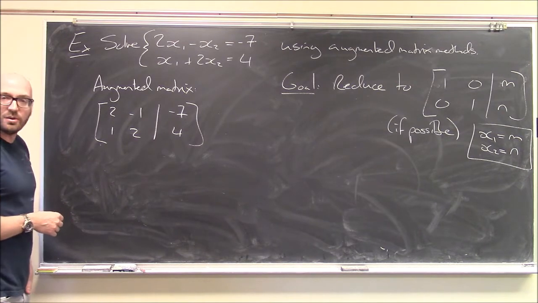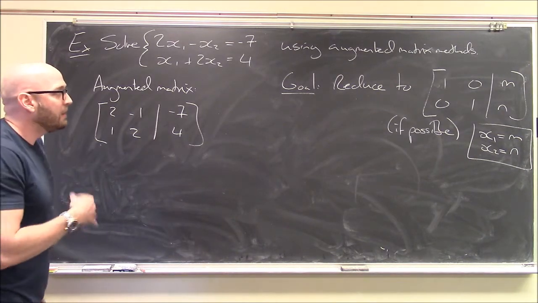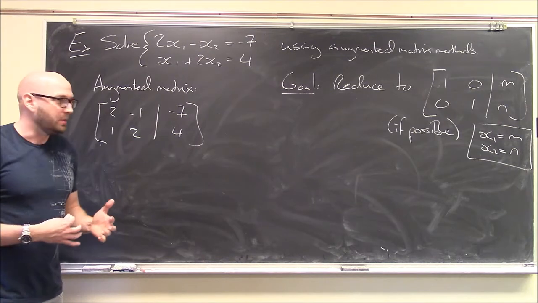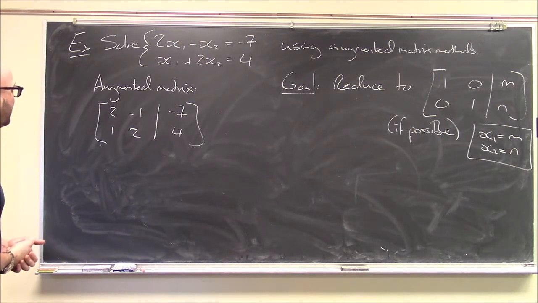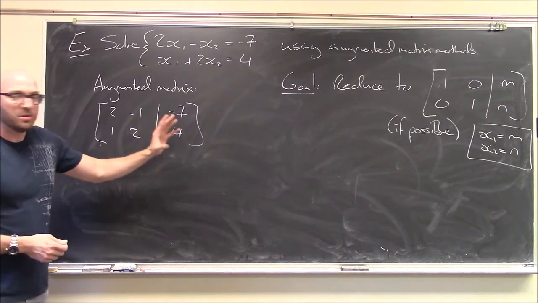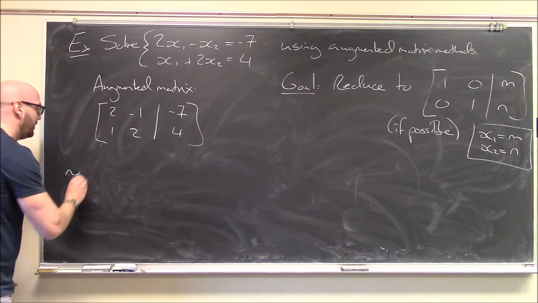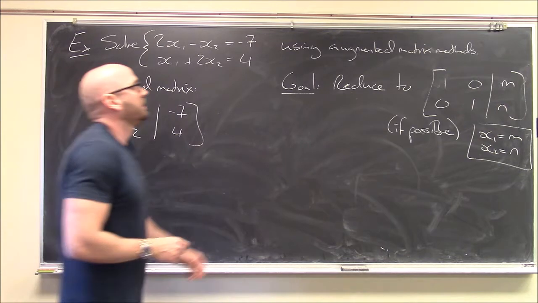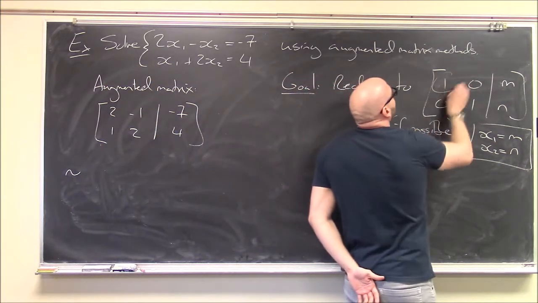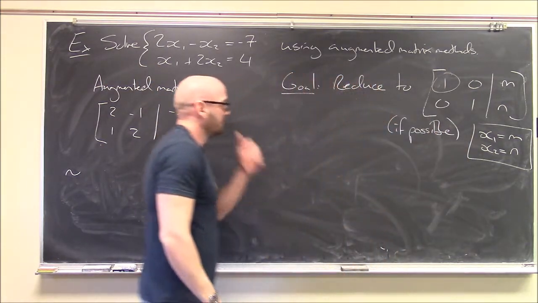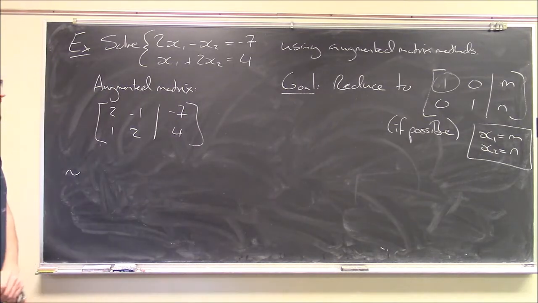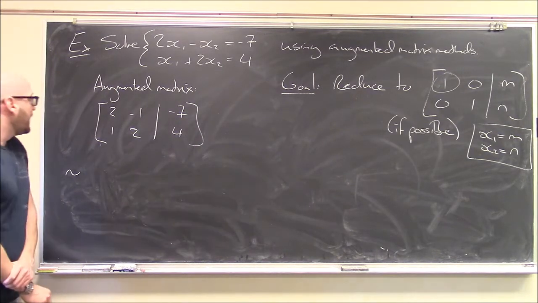The question is, how do we do it? And it turns out it's very algorithmic. I'll give you the exact algorithm next time. But here let's try and just sort of freeform this. So what do I want? Well, the first thing I always want is, we work with the top left-hand corner. I want a 1 right there. How do I get a 1?